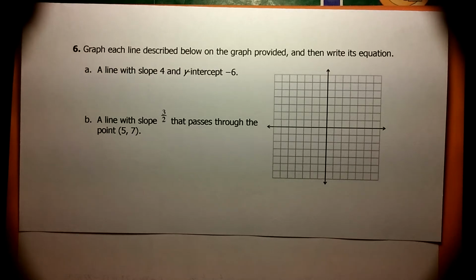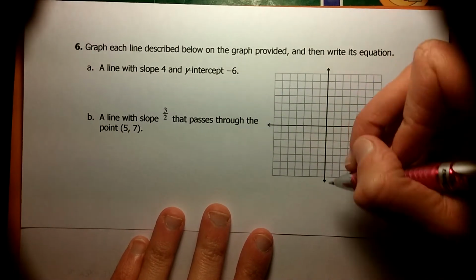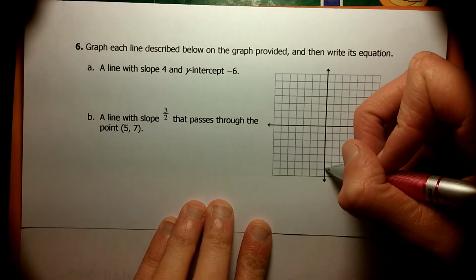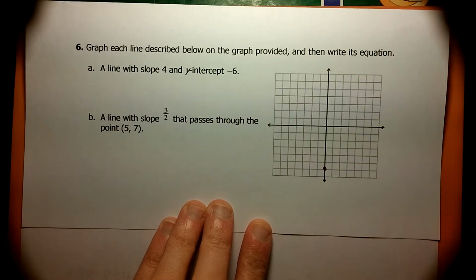This is number 6. It says to graph each line on the graph and then write its equation. So the first line we have should have a slope of 4 and a y-intercept of -6. I'm going to use the y-intercept to give me a starting point. I want to look at the y-axis and go to -6 units below the origin.